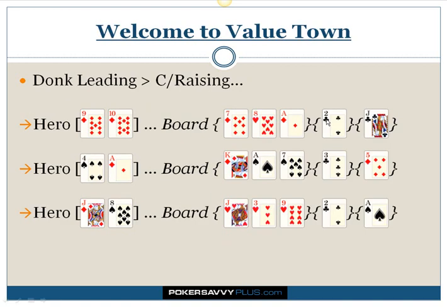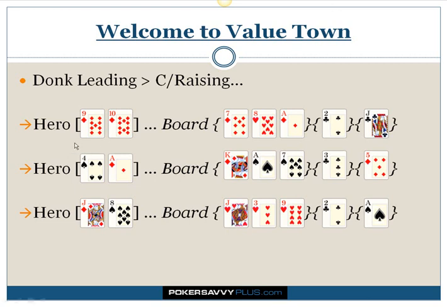So now we're just going to move on to our value lines and why we're going to take certain lines in certain situations. And in this first scenario, we're dealing with limped pots where we're out of position. All of these three hands are actually hand histories which I've grabbed, and all three of them were limped pots. And what I want to display here is why donk leading is better in a lot of these situations than actually check raising.